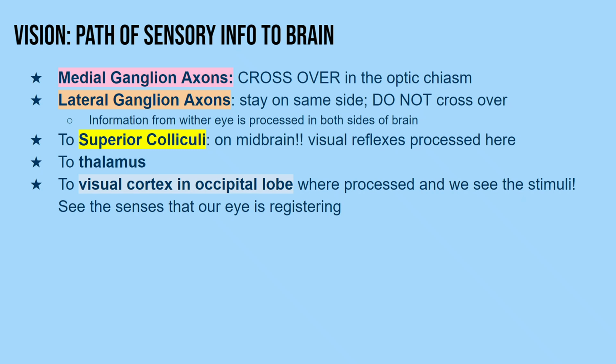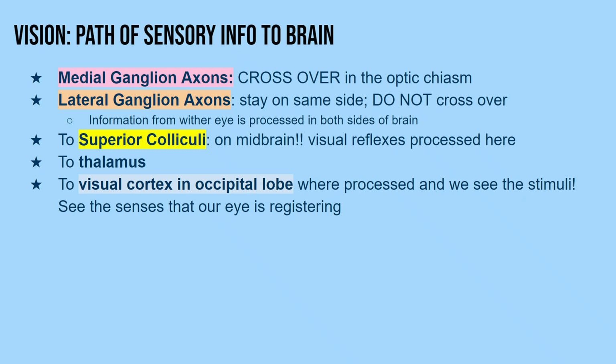So then the next bullet is basically saying that information from both eyes is processed on both sides of the brain, and it's not a strict contralateral system for your eyes. And then the signal travels to the superior colliculi, which is on the midbrain, where visual reflexes are processed.